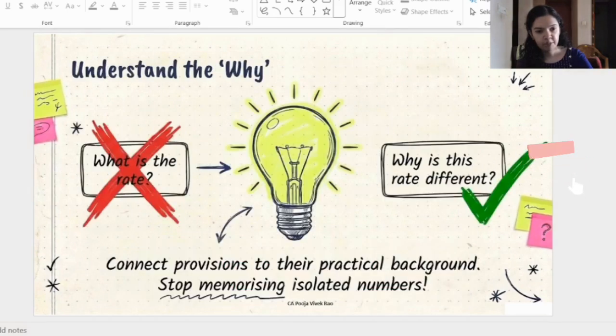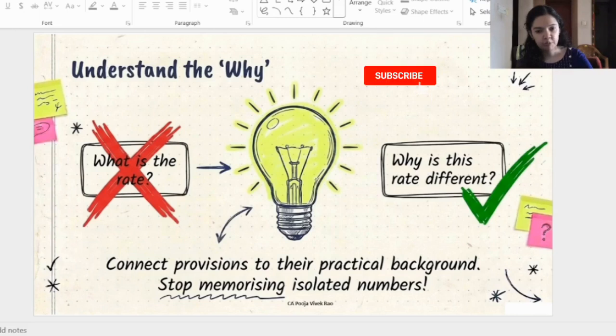The next important point mentioned was understand the why behind the provision. So this is a very important learning technique highlighted in the discussion. When you come across different valuation rates or different limits, don't just ask what is the rate. Also ask why is this rate different. This is often a practical background behind these provisions.